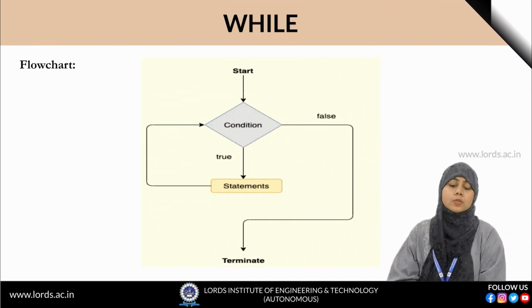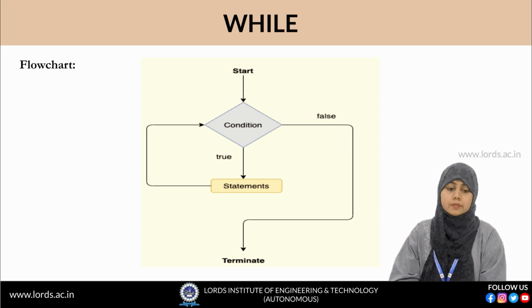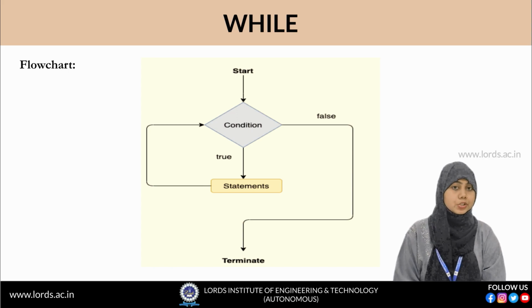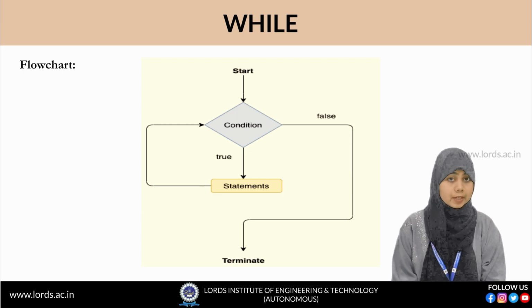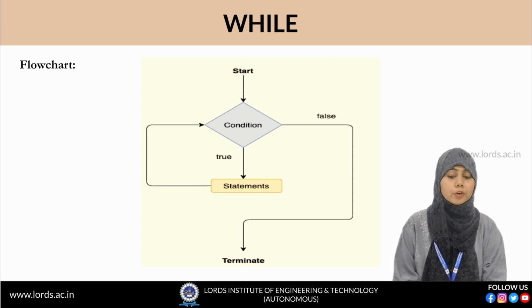So if you see the flowchart here, how it is being written: first we write the statement, and then the condition. If the condition is true, it will execute the statement. If the condition is false, then it will break, terminating the loop. Okay, now we have seen the while loop. Now we will look at the do while loop.